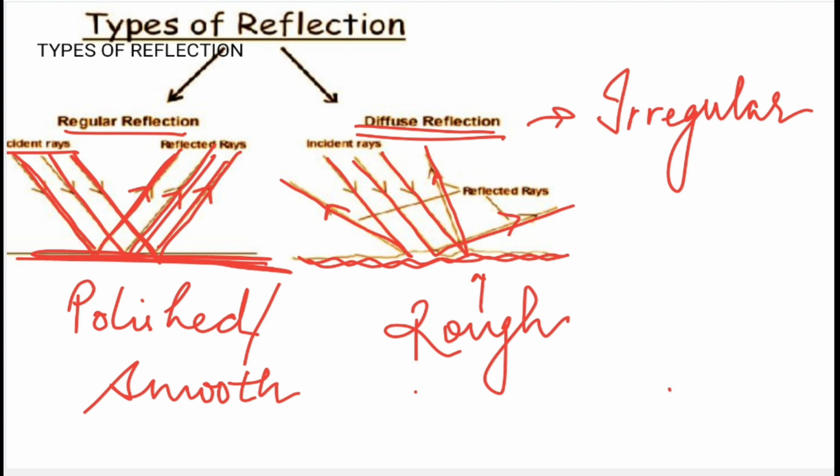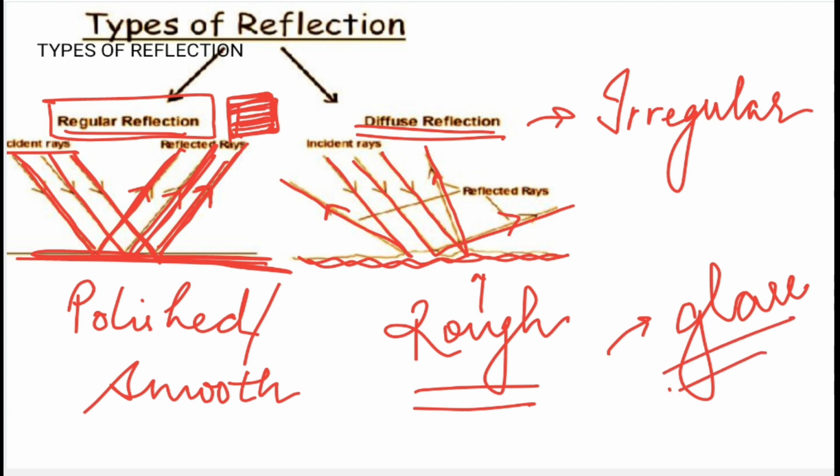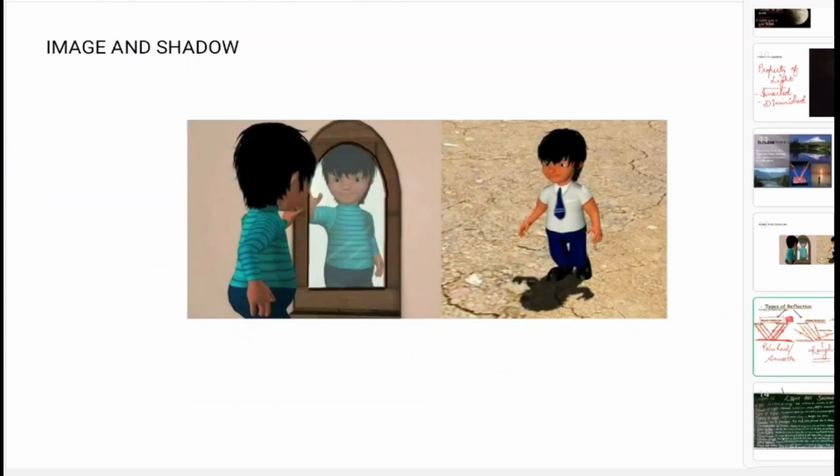So these are the two types of reflection. One thing I must let you know is that from this rough surface we don't get any kind of glare in a particular direction, because these rays are going in different directions. Whereas in regular reflection, we do have a glare in a particular direction, because all these rays go back in the parallel direction, and on the surface of any object or on the wall we will get a glare. In diffused reflection it is not so. I hope it is clear.